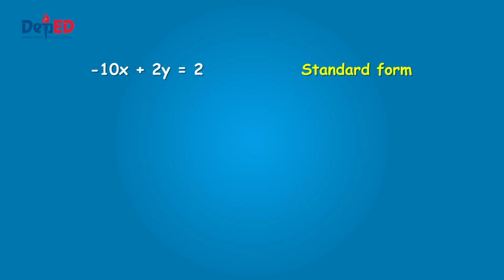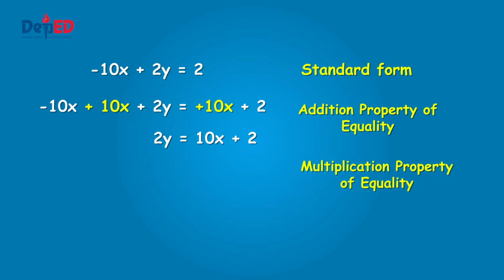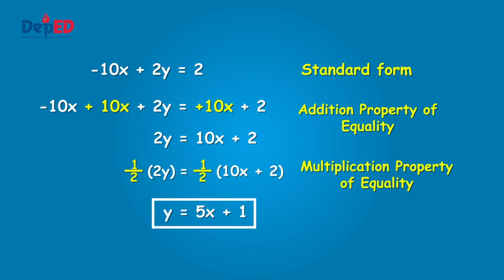Given negative 10x plus 2y equals 2, we want to isolate 2y on one side of the equation. We may use APE, or the addition property of equality, to add 10x on both sides. This gives us 2y equals 10x plus 2. We now use the multiplication property of equality, or MPE, by multiplying 1/2 on both sides of the equation to make the numerical coefficient of y equal to 1. Therefore, we have y equals 5x plus 1.